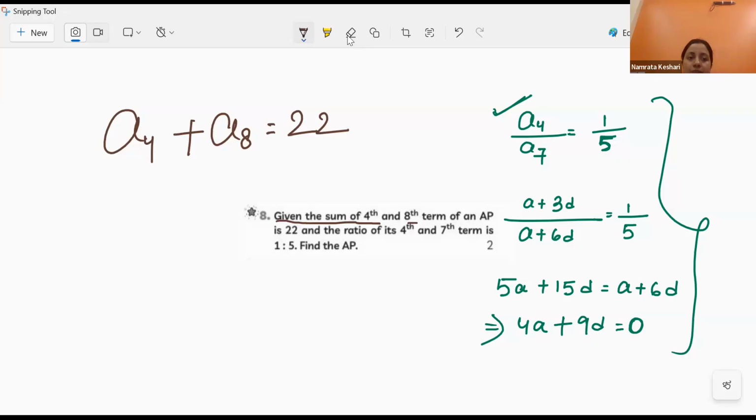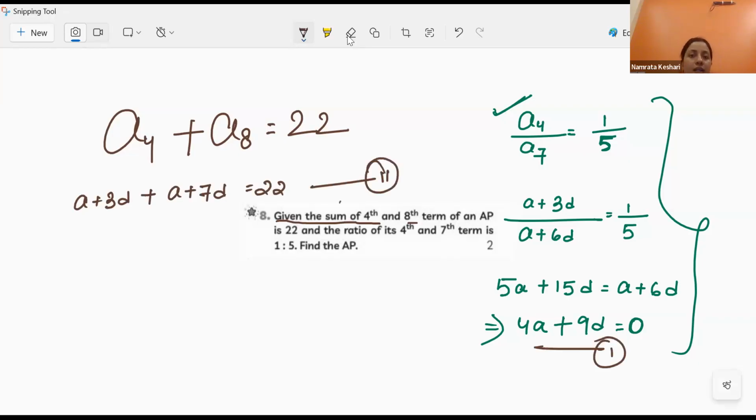So fourth term will be a plus 3d, and eighth term will be a plus 7d. Great. Equation number 1, equation number 2, and we just need to solve it to take out a and d. The moment we are having a and d, we will be able to write the AP, right? Are you getting it, Ritvika and Ryan? Yes, ma'am. I thought this is complicated, but no, this is not. Clear?